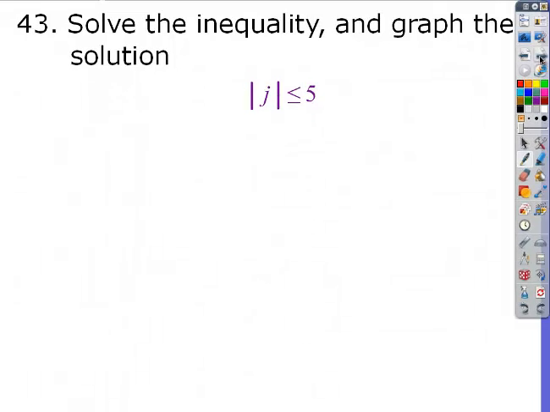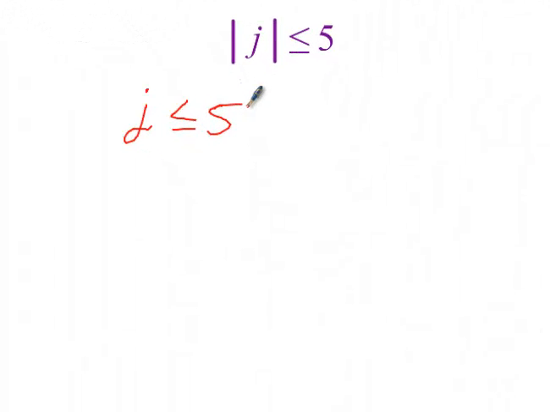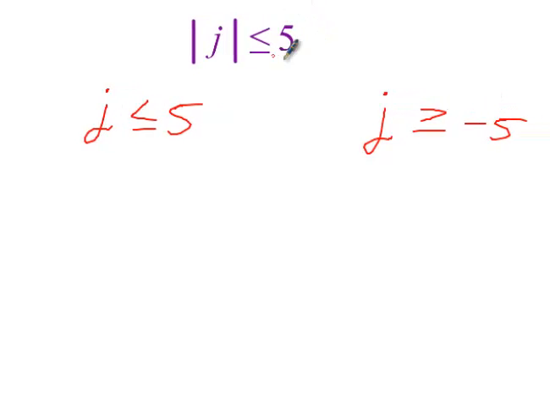Problem number 43. Solve the inequality and graph the solution. Again, your first step is always to split apart the absolute value. So the first split always matches exactly with what's written. The second split, when it comes to an inequality, all we do is flip over the sign and then change the right-hand side either from a positive to a negative or a negative to a positive.